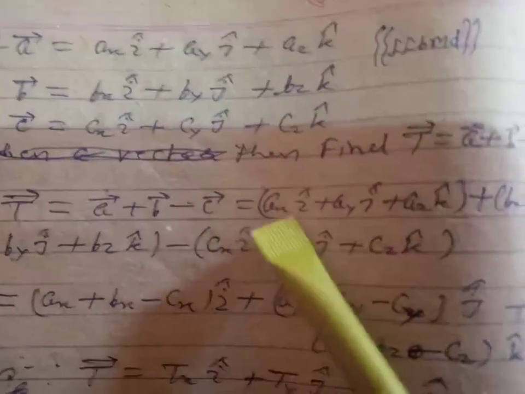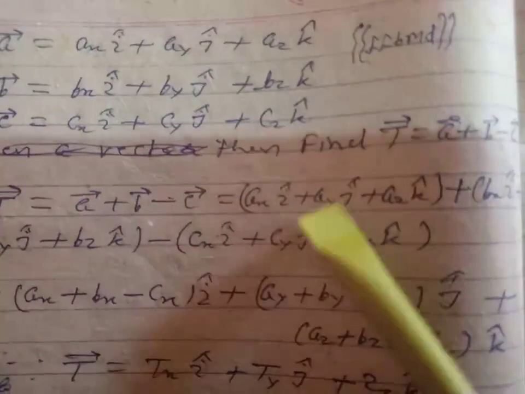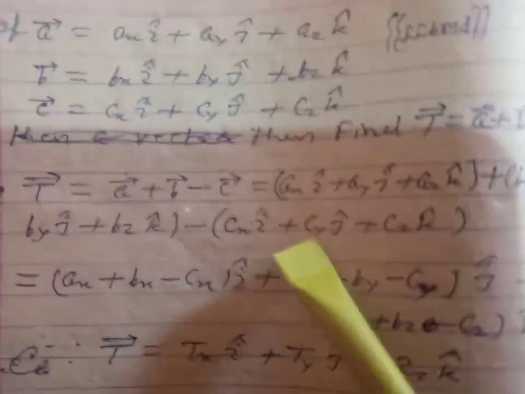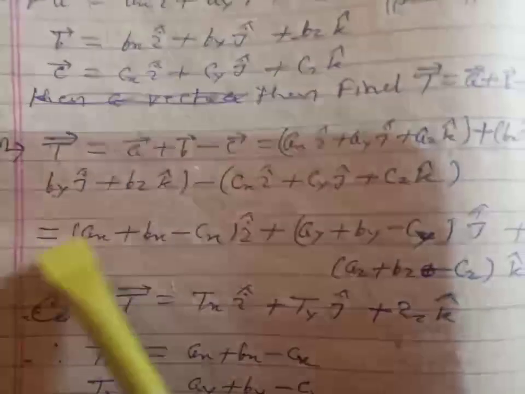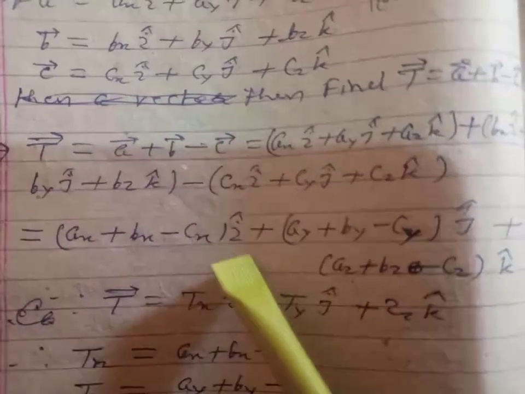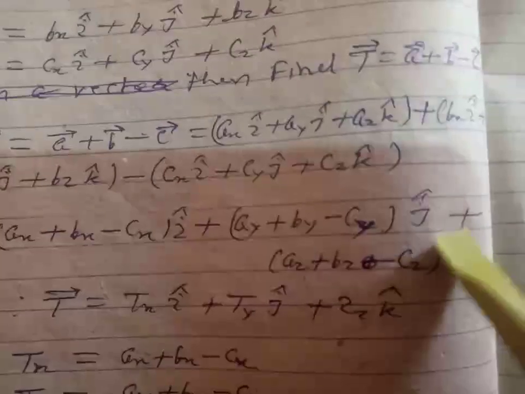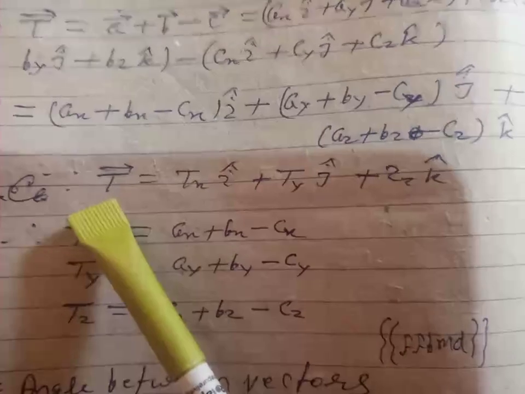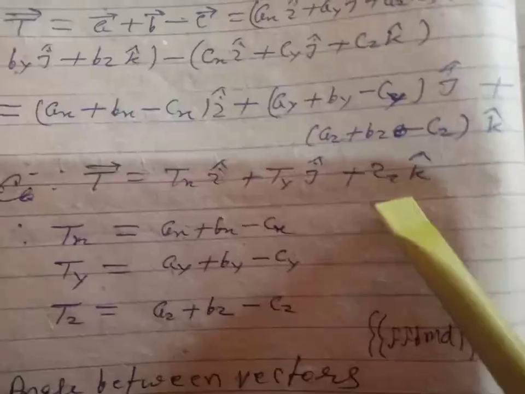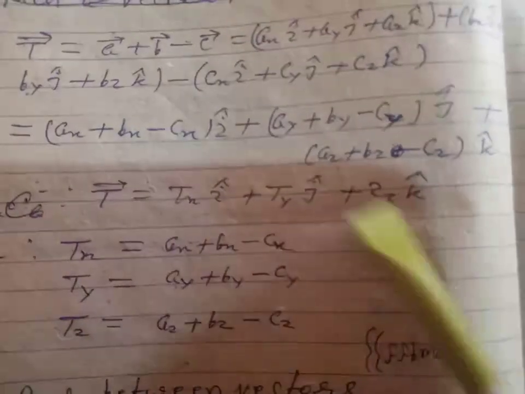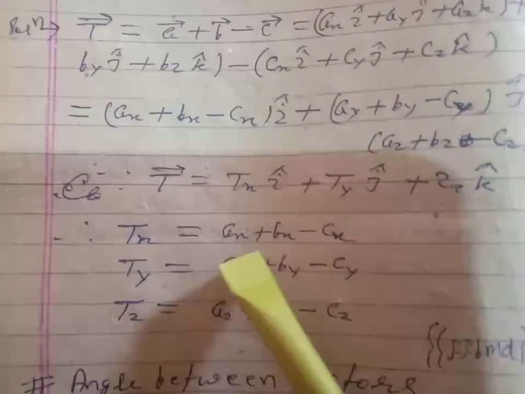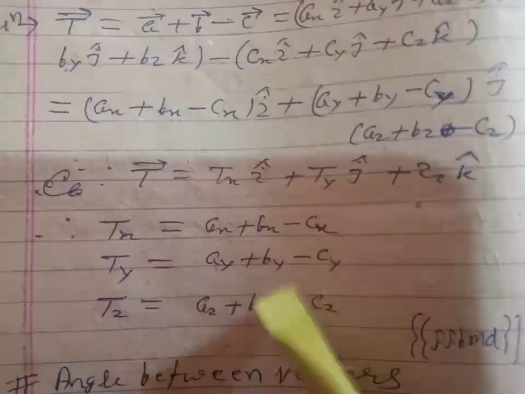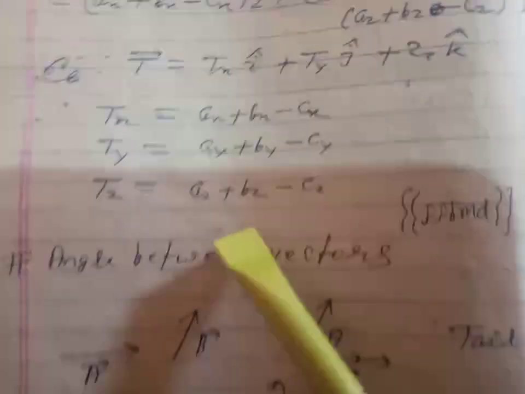Put all the values of the vectors a, b and c. That is ax i cap plus ay j cap plus az k cap plus bx i cap plus by j cap plus bz k cap minus cx i cap plus cy j cap plus cz k cap. Now this can be written as ax plus bx minus cx into i cap plus ay plus by minus cy into j cap plus az plus bz minus cz into k cap. Hence t vector can be resolved into tx i cap plus ty j cap plus tz k cap, and equating the coefficients of i, j and k, we get tx equal to ax plus bx minus cx, ty equal to ay plus by minus cy, and tz equal to az plus bz minus cz.